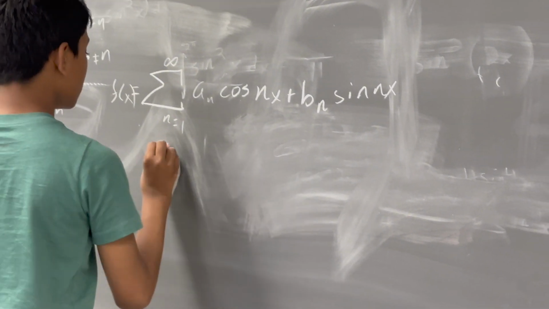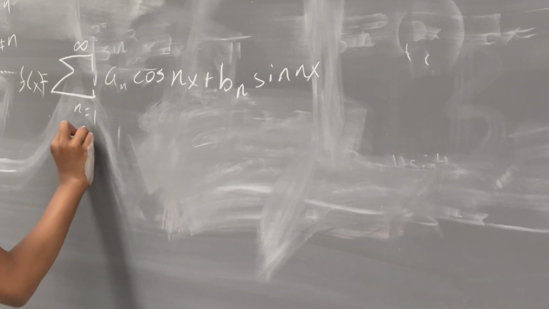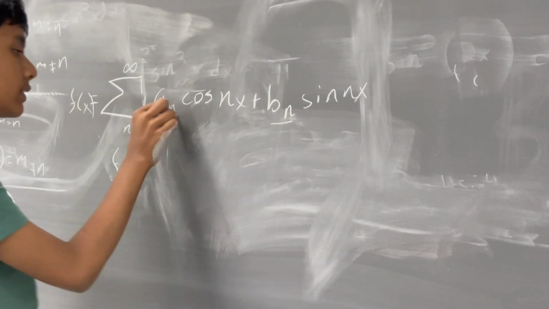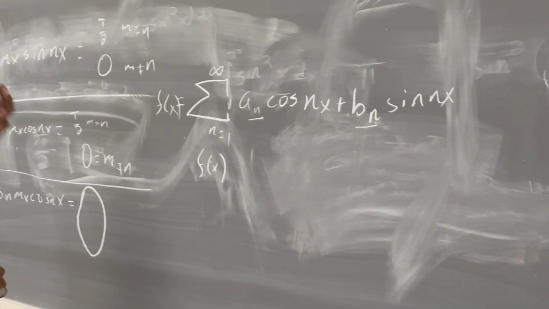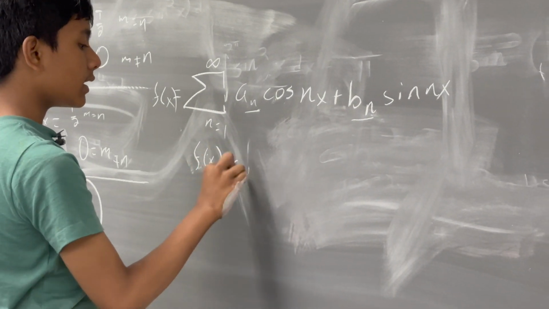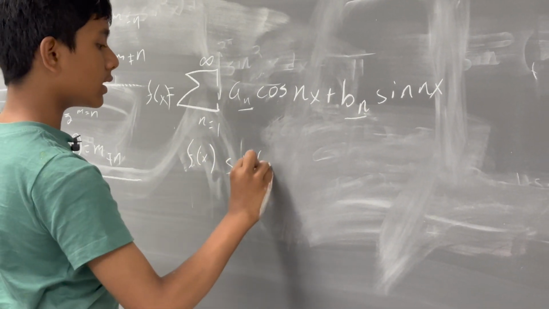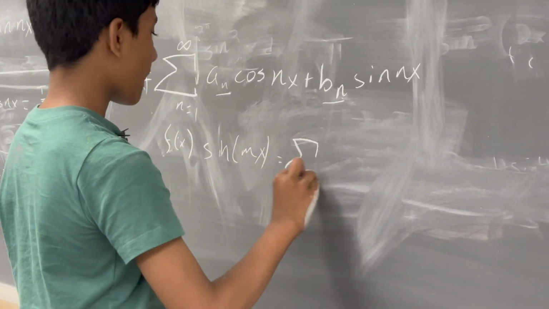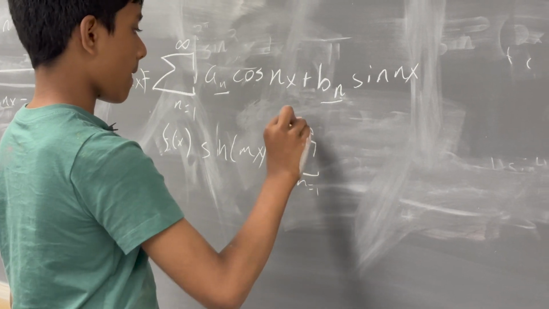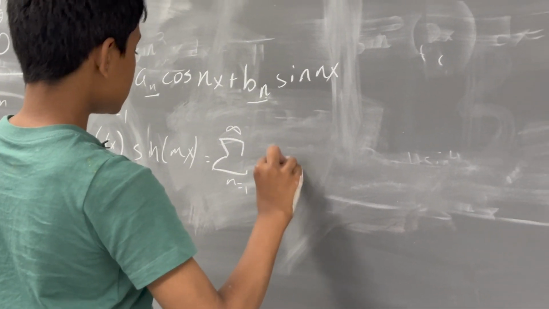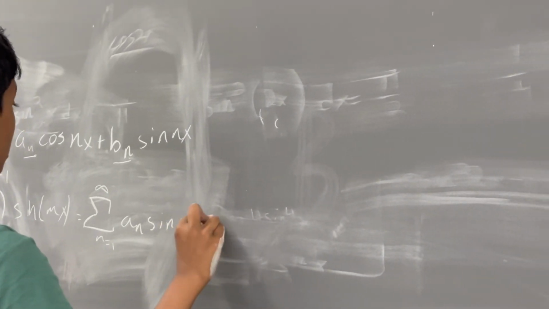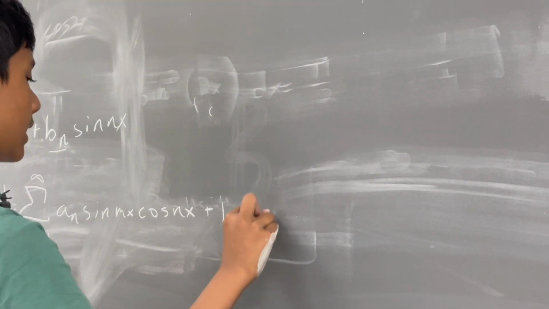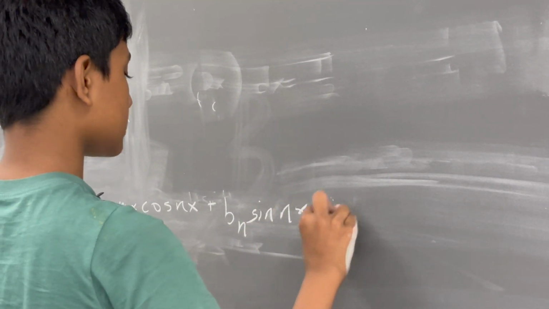Well, what we have to do is multiply both sides by, well, it depends what you want to find. Do you want to find b_n or a_n? If you want to find b_n, you're going to want to multiply both sides by sine. If not, you want to multiply both by cosine. So multiply both sides by sine mx, giving the sum of a_n sine mx cosine nx plus b_n sine nx sine mx.